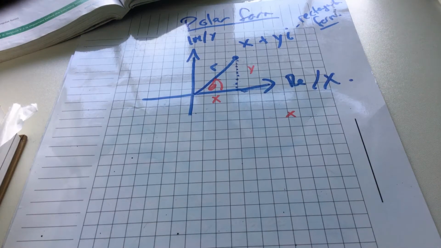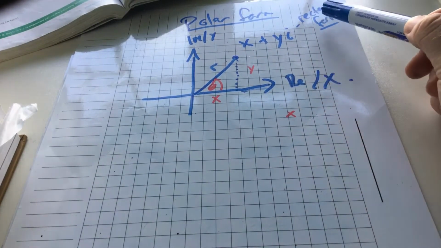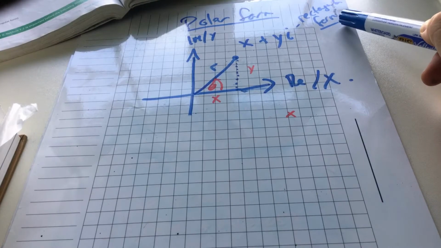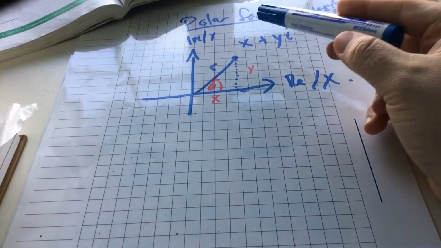Okay, so what's polar form? Up to now, we've been writing complex numbers as a real part plus an imaginary part, and this is what we call rectangular form. Now, there is another way of writing complex numbers, okay? And it's something called polar form.